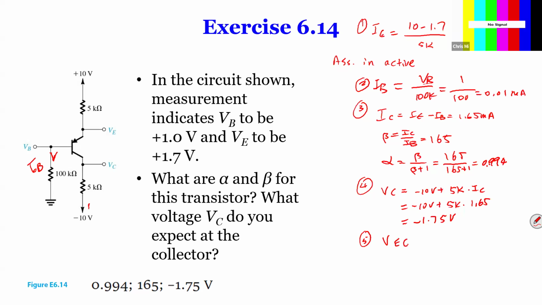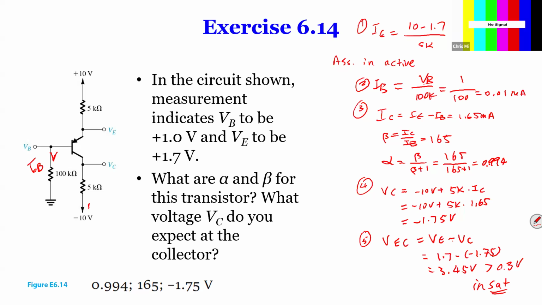So the last step is to find VEC. Now remember, this is a PNP, so we find VEC instead of VCE. VEC is VE minus VC. VE is 1.7 minus minus 1.75. That gives you 3.45. That is larger than 0.3 volts. So it is in active mode. That's the last step that we need to verify.